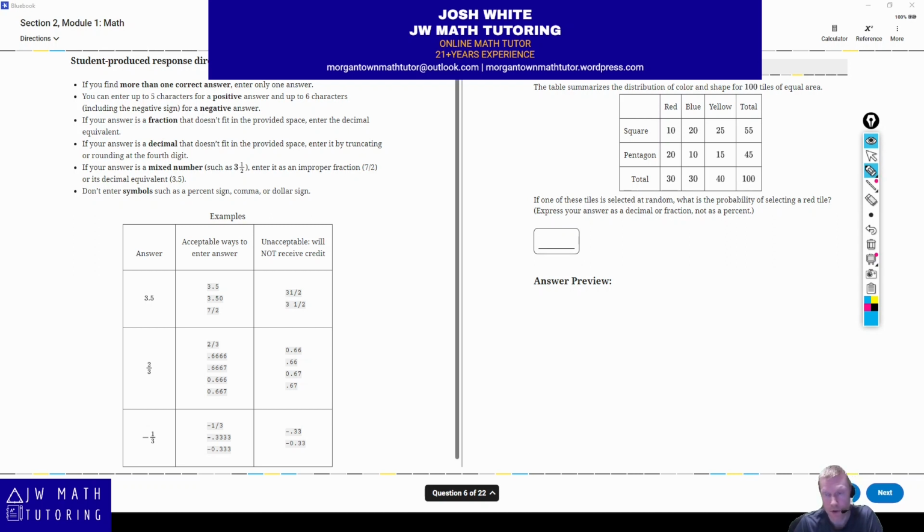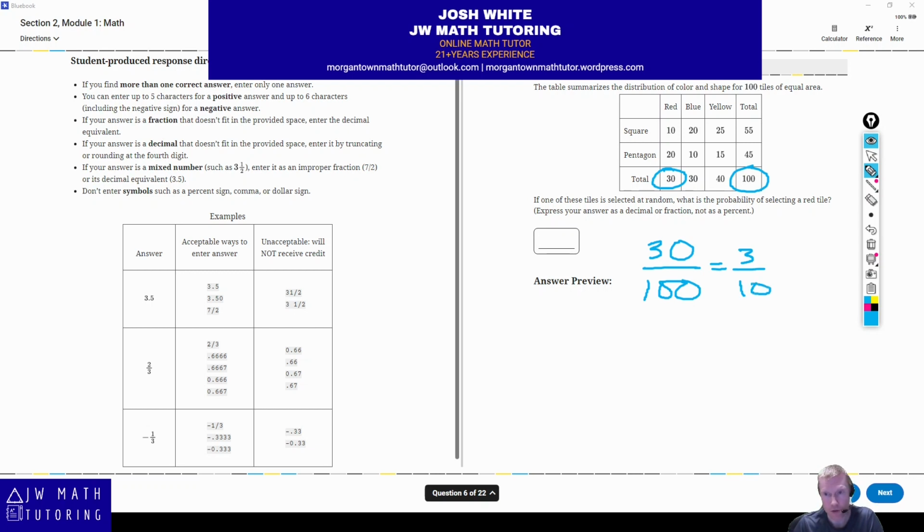So notice that we have a total of 30 red tiles. There's 10 squares, 20 pentagons, so the total number of favorable outcomes, which is red tiles, would be 30. Total number of tiles we have down here is 100. So the answer to this question is going to be 30 over 100, which simplifies to 3 over 10.